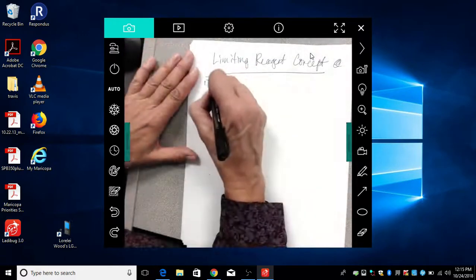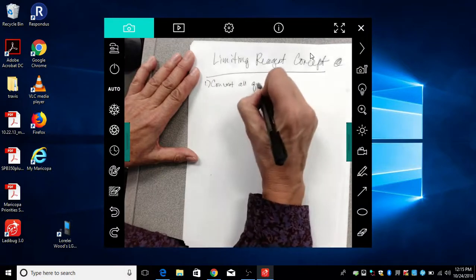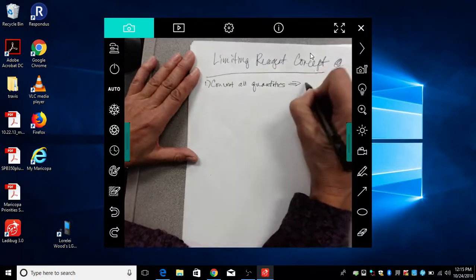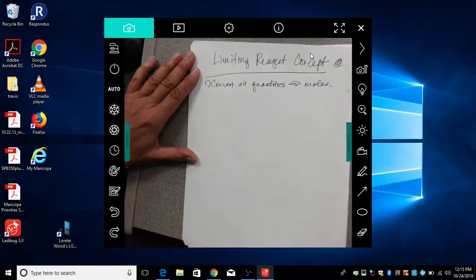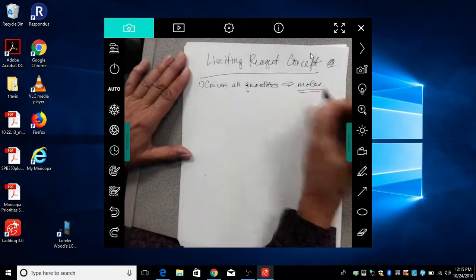Step number 1, convert all quantities into moles. So you already know how to do that. You learned that a week ago. Mass to moles or number of particles to moles. So you start out with moles of whatever you got.